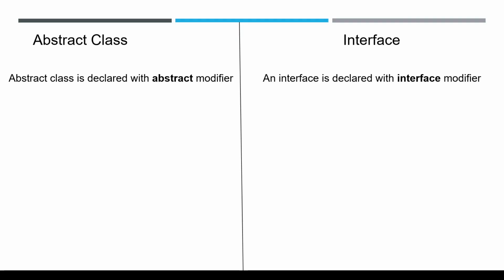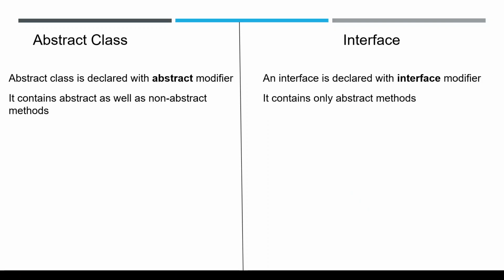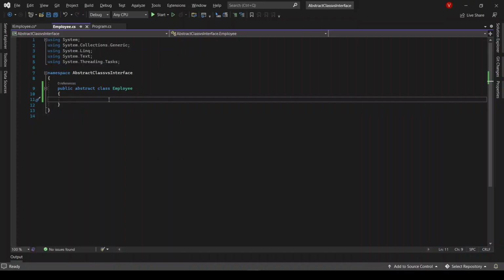Let's see the second difference. The second difference is that the abstract class contains the abstract as well as non-abstract methods, but the interface contains only the abstract methods. Let's switch to Visual Studio again.